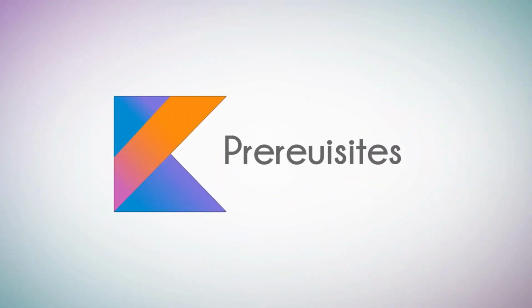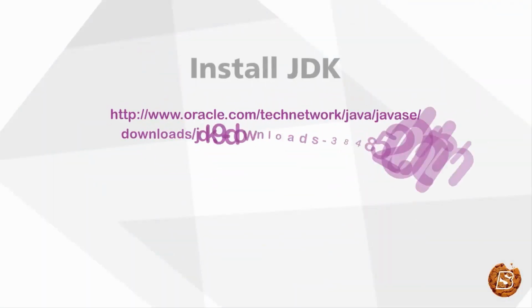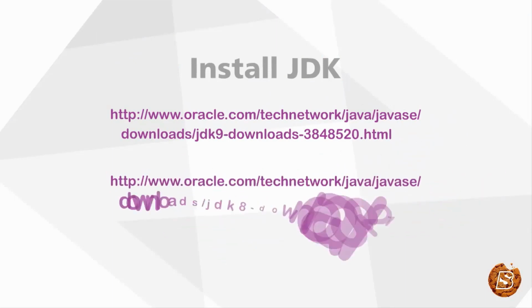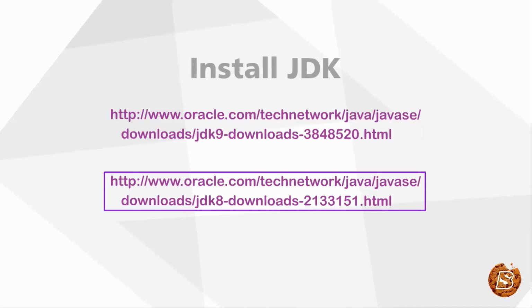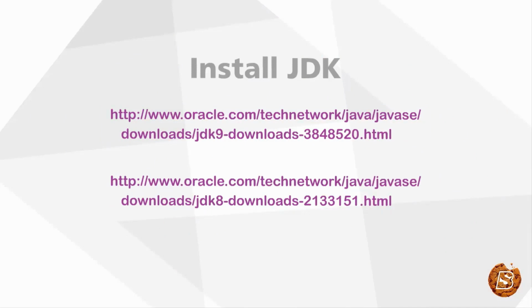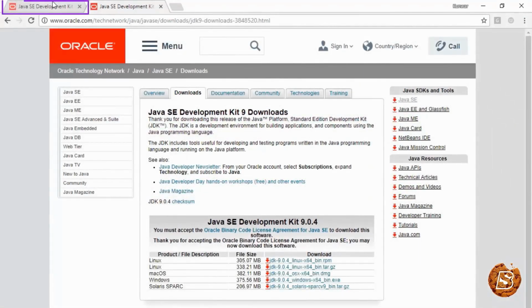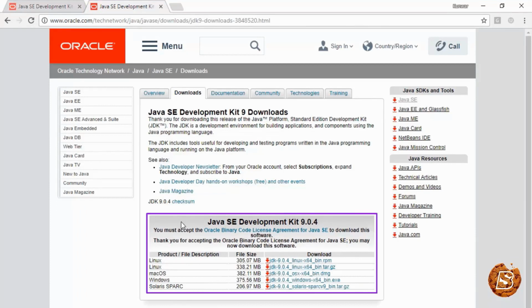In order to work with Kotlin, we must have JDK installed. Here you can see that I've provided 2 links. The first one is for JDK version 9 and the other one is for JDK 8. I'll be installing Java Development Kit 8 on my system, and clicking on these links will take you to these pages respectively. So this is the page you need to download from based on your operating system.